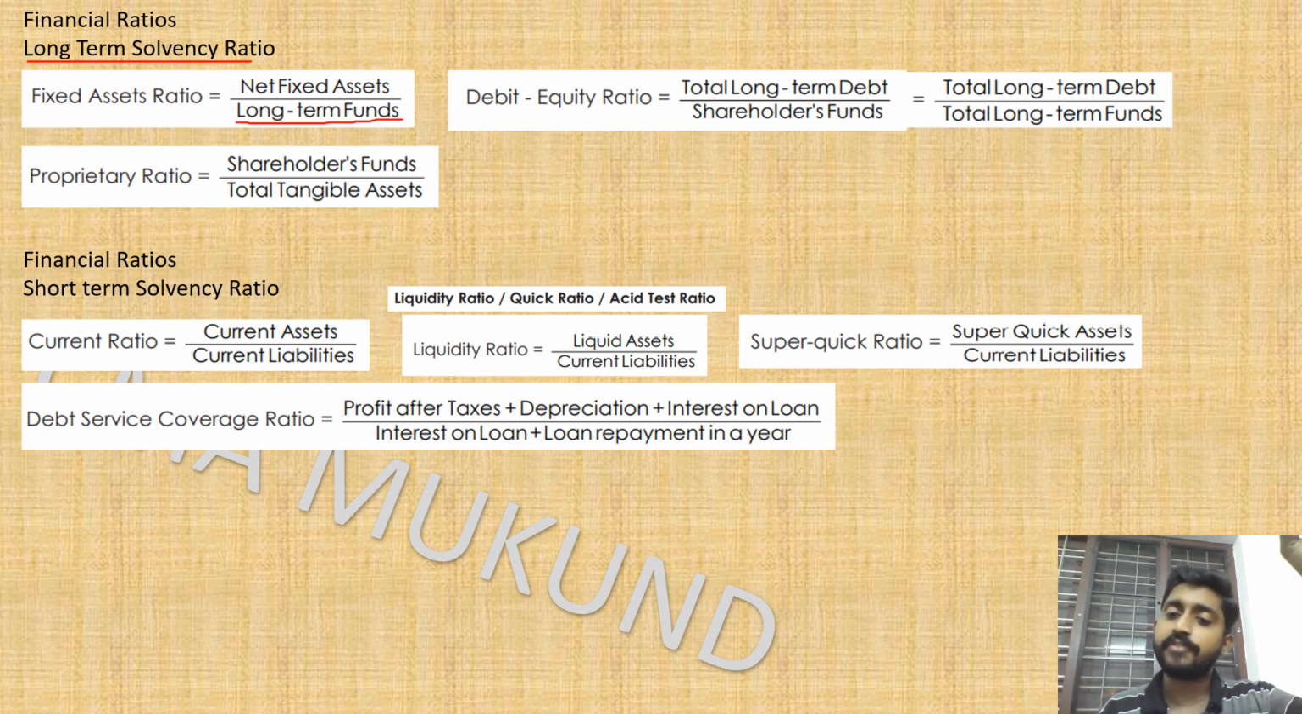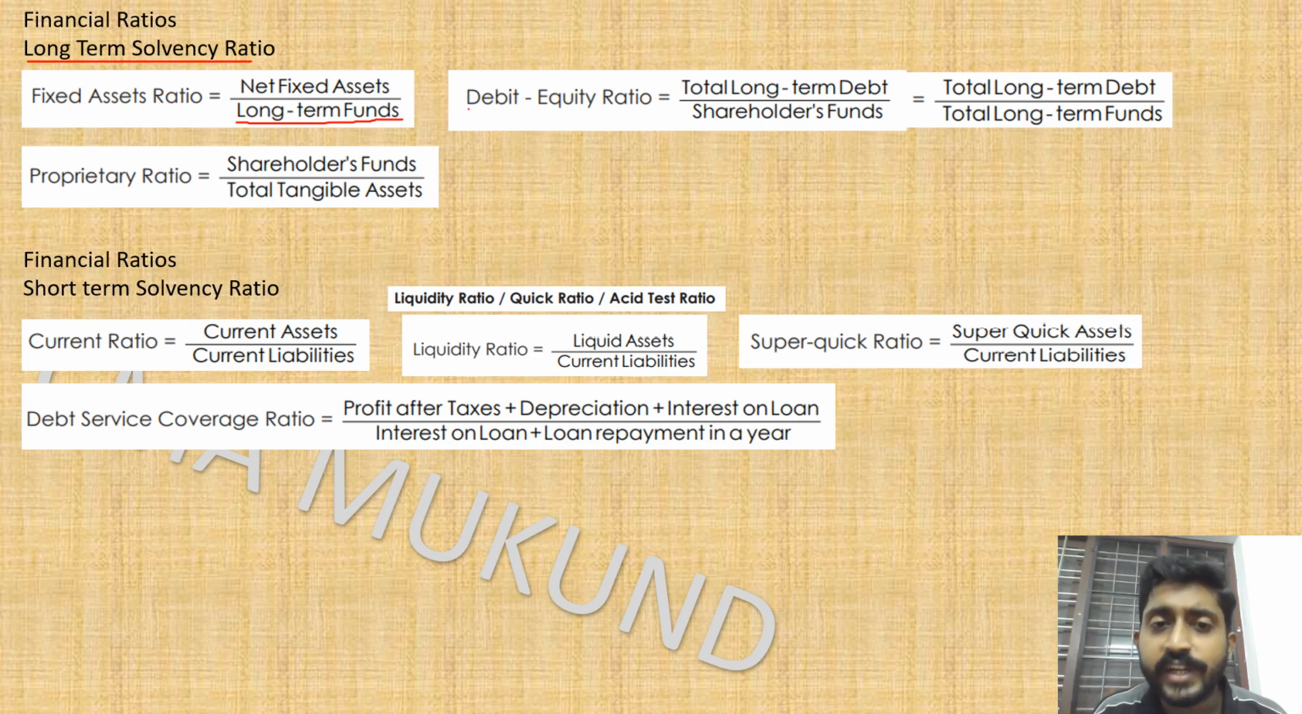Fixed assets you can get from the balance sheet. Long-term funds, what are long-term funds? You would have a long-term loan, long-term debentures, and also equity share capital. All these things are long-term capital. So this is long-term funds. All these people are going to be long-term investors. Okay, so fixed assets divided by long-term funds will give you the fixed asset ratio.